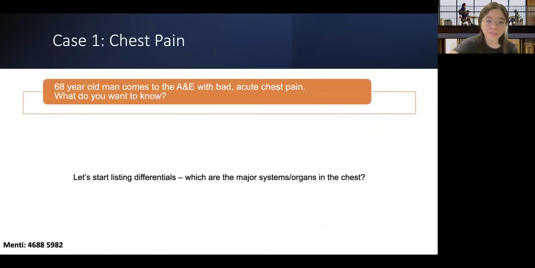And we'll be doing this case. A 68-year-old man comes to the A&E with bad acute chest pain. Since we're talking about the history, let's go through what we would like to ask him. But to know what we're going to ask him, we also want to think about what kind of differentials we want to think about. One way to start coming up with differentials is to think about what is in the chest, because he's having pain in the chest. We want to think about all the possible systems that could be affected in this area. If you could just pop that onto the Menti slide, we can take a look at what everyone thinks.